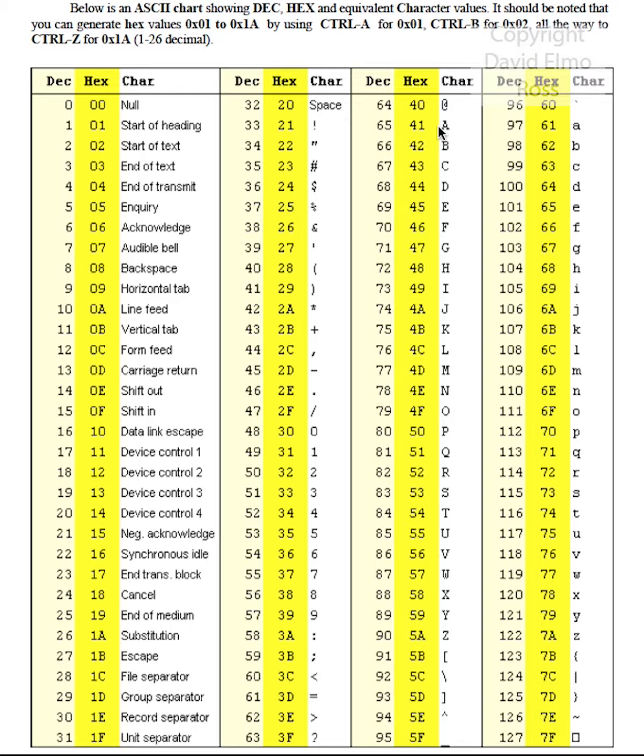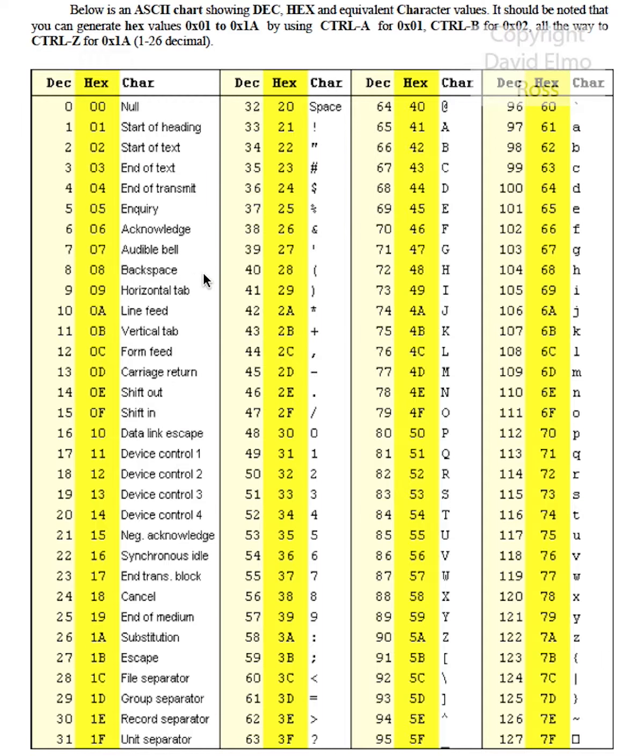If we happen to hold down Control and press A, we get a 01. Control B is a 02, 03 is Control C, and so on. For instance, if we go to the 7th letter of the alphabet, which is G, and we do Control G, we'll get an audible beep. Control H is a backspace, which will move the cursor back on the screen one position.